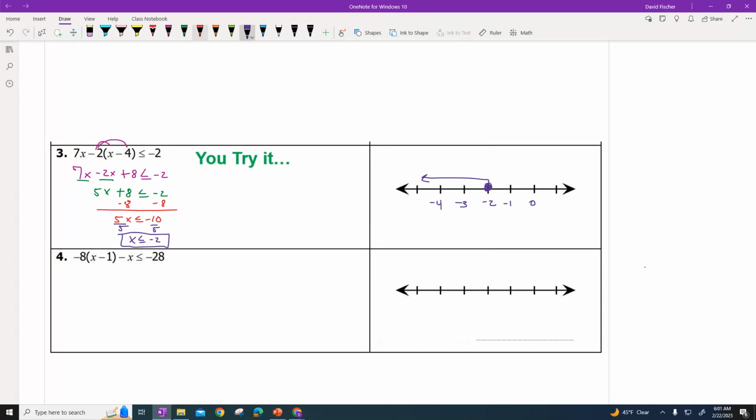Alright, let's work on this next one. You're probably working ahead of me, but I need to get rid of parentheses first. Make sure you get into this rule: a negative times a negative is a positive. Bring everything straight down. Next step is look for like terms. I see some x's and I see some x's.